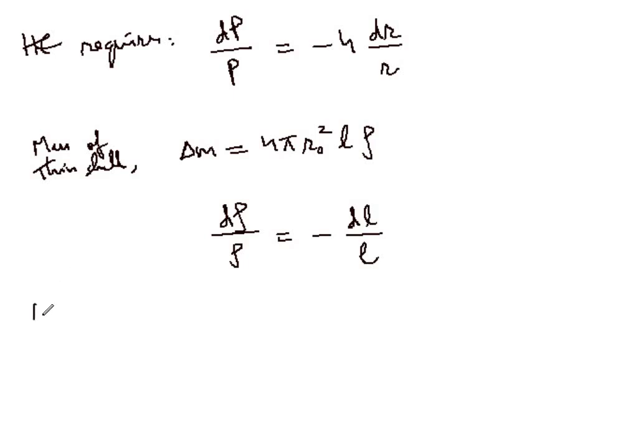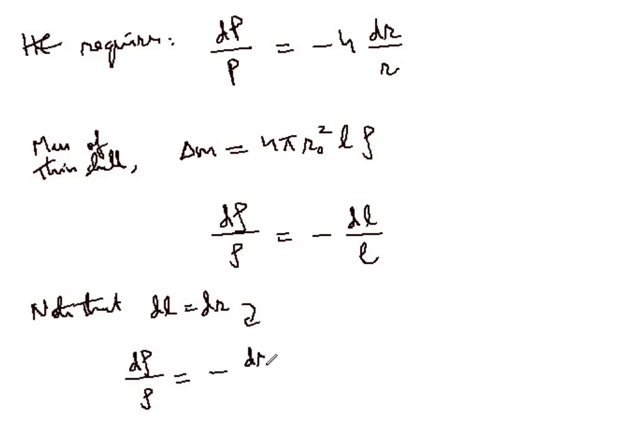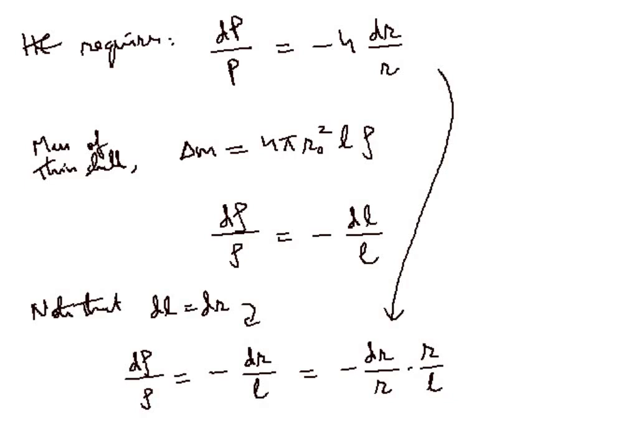Now note that dL is equal to dR, and so as a result we have this relation: d rho by rho we can write as basically minus dR by L. I am replacing this by dr, and this is equal to minus dr by r into r by L. Okay, now I have written it like this so that I will now introduce this relation over here and let's see what the result is.